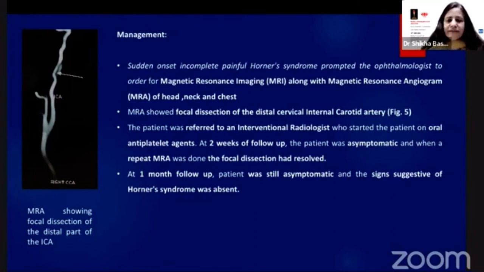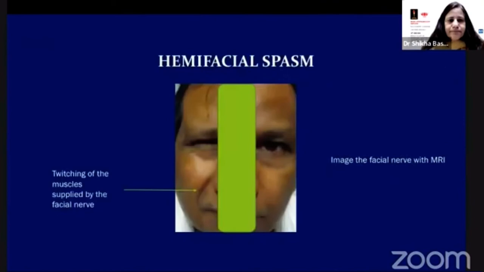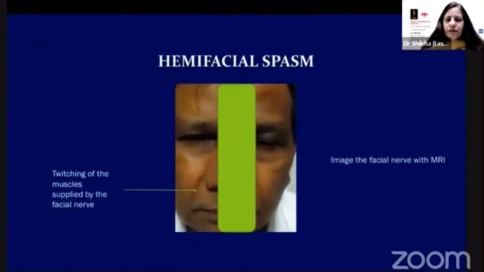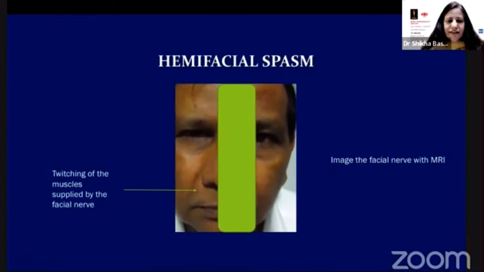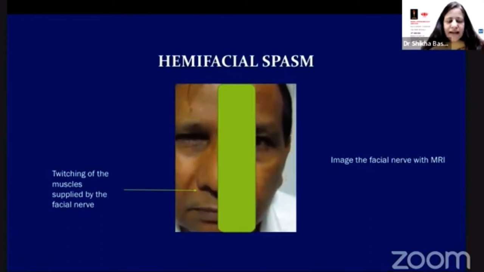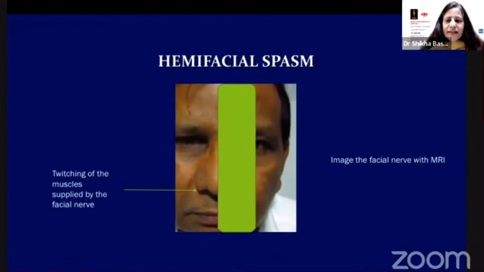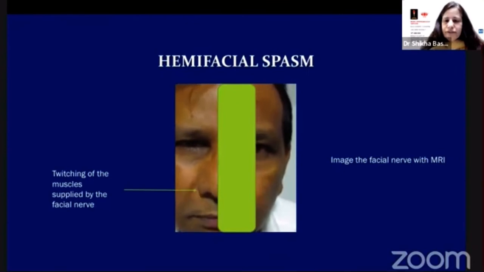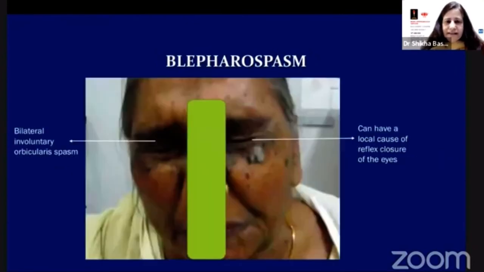Now, a few involuntary movements of the face. Here you can see there is twitching of the muscles supplied by the facial nerve. So this is a case of right hemifacial spasm. Obviously, we should image the facial nerve. We should do neuroimaging with MRI in these cases.